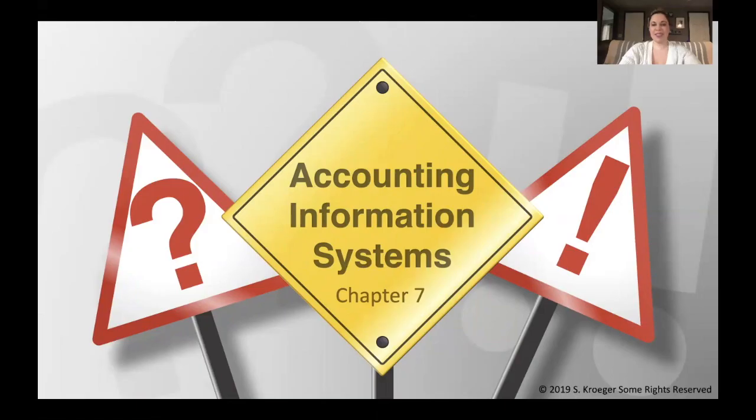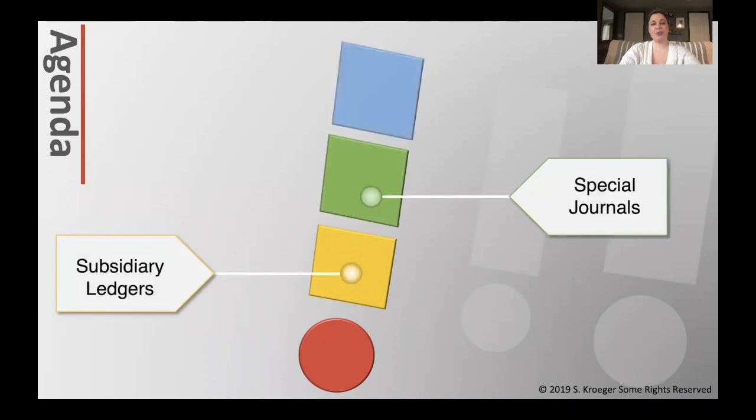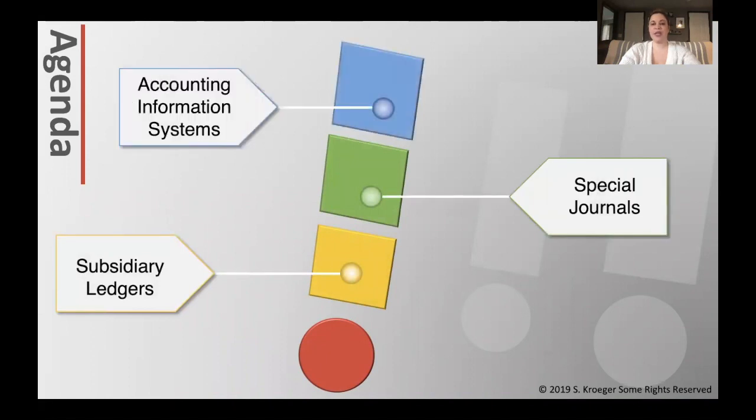This week we'll be discussing Chapter 7, Accounting Information Systems. The agenda for this lesson first is Subsidiary Ledgers, which is pretty simple to do. Next, we'll be discussing special journals, which is the bulk of this chapter. And lastly, we'll just wrap up with accounting information system basics and just some informative information about accounting systems.